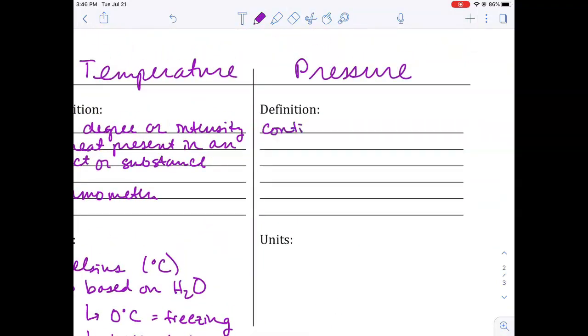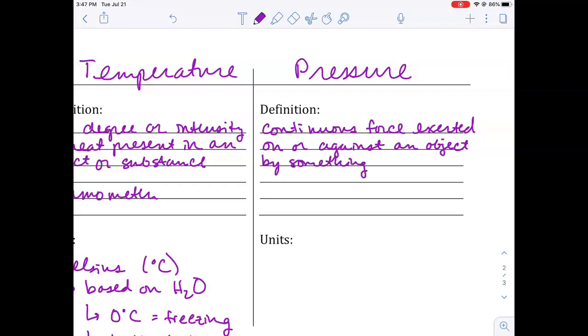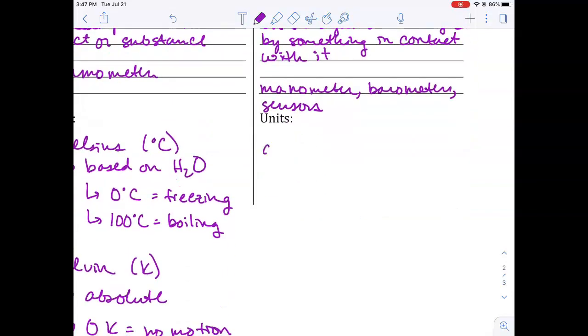Pressure is our last measurement, and it is specifically for gases with our states of matter. So you can measure pressure with solids and liquids, but it's not typical, and we're not going to in this class. So we're going to use pressure for gases, which is the continuous force exerted on or against an object by something in contact with it. So we're looking at the contact between gas particles and the wall of a container. We can use multiple things to measure pressure. We can use things called manometers or barometers. In this class, we're just going to use digital sensors.